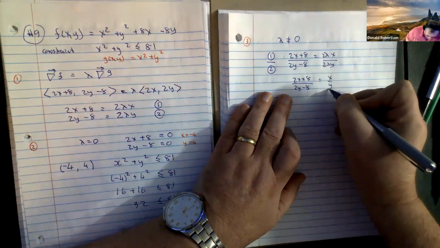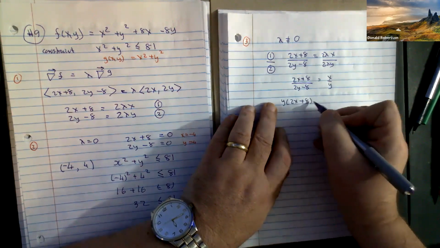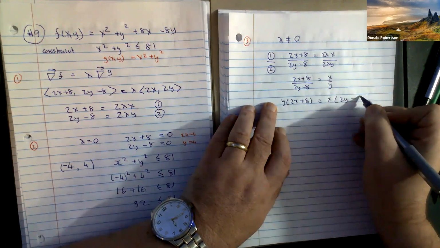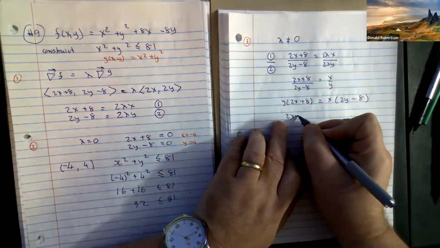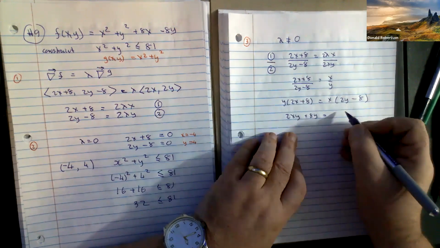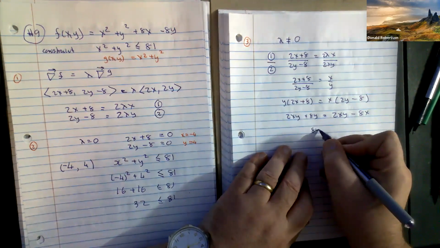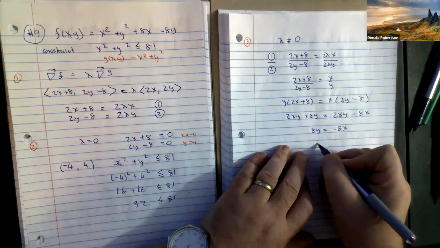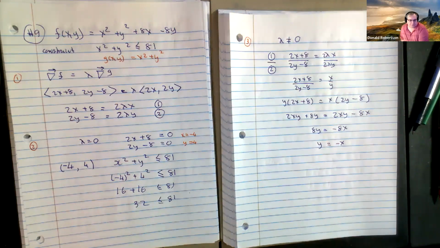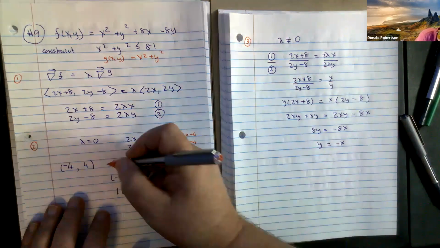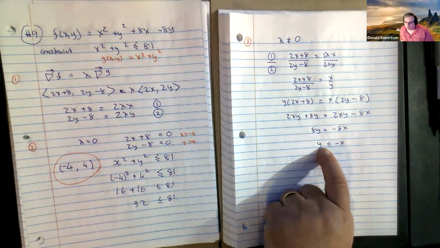X over y. Now I'm going to cross multiply, so y times 2x add 8 is going to equal x times 2y, take away 8. And if you distribute it, you get 2xy plus 8y is equal to 2xy take away 8x, which means 8y is negative 8x, which makes y equal negative x. Oh, and to remind myself, that's a possible answer. And we like y equals negative x.